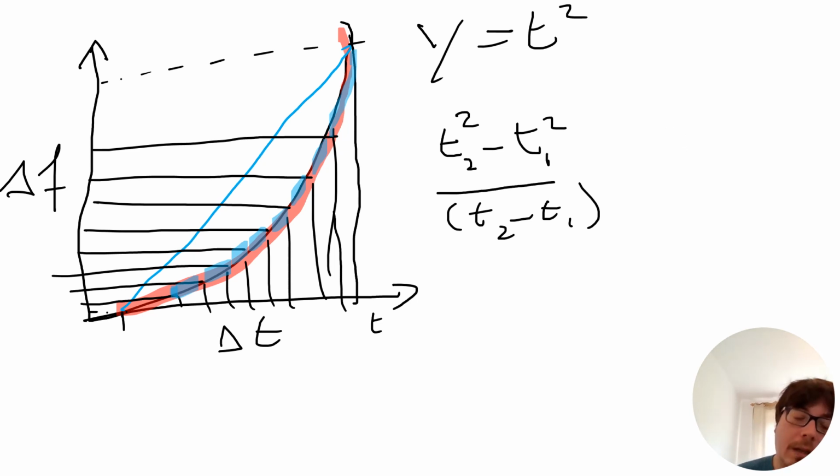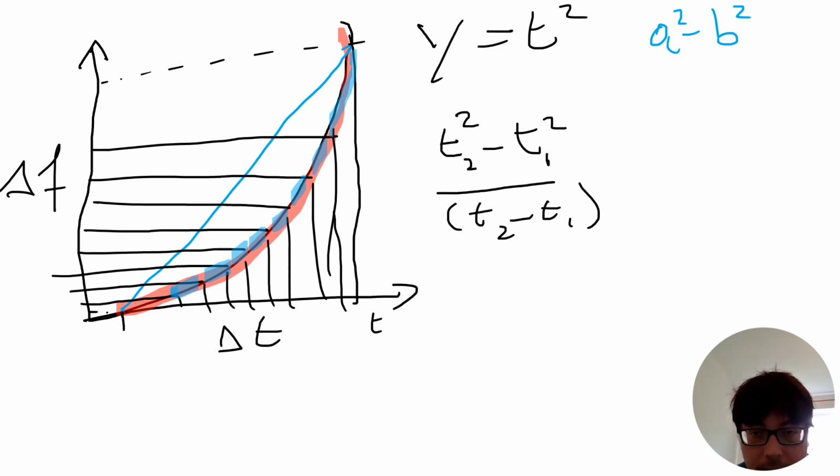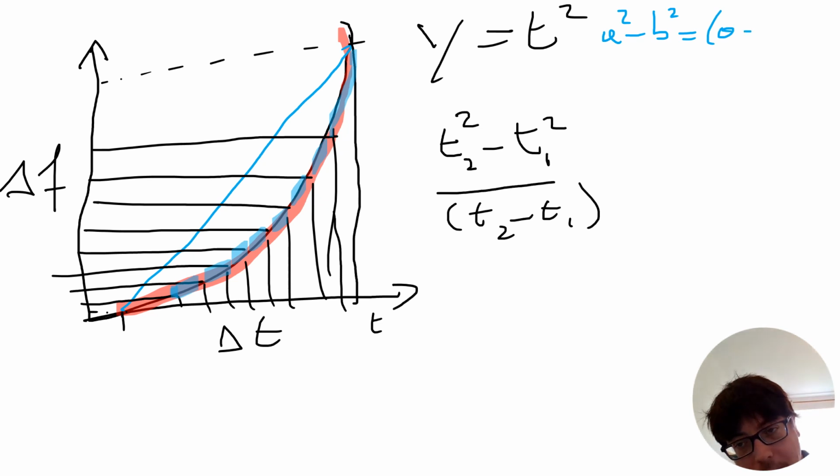But now we can use the same trick that we used last time for the integral, which is nice. I told you that I like it. So we know that a squared minus b squared can be written like so. A squared minus b squared, if you remember, is a minus b times a plus b.